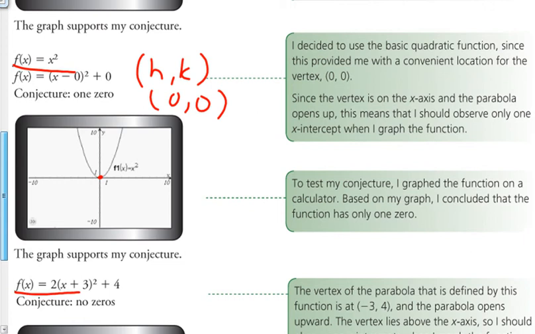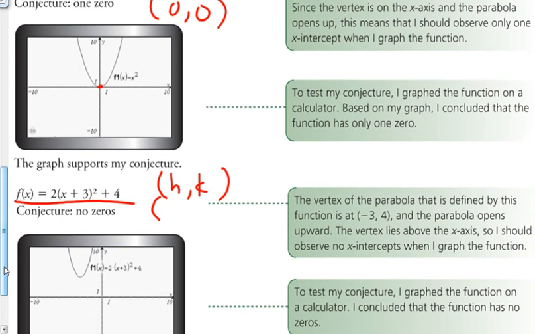For f of x is equal to 2 times x plus 3 squared plus 4, my conjecture is that there are no zeros, because my h comma k is going to be negative 3 comma 4.